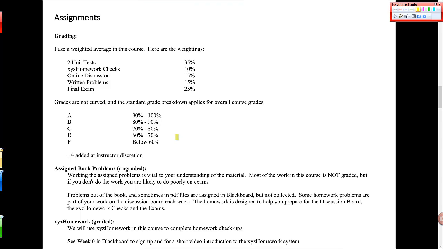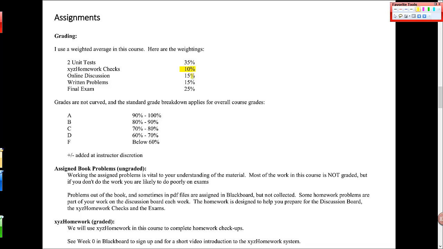Here's the weighting in the course. I use a weighted average. 2 tests, 35%. The final exam, 25%. XYZ homework checks, which is like an online homework system, is 10%. We have online discussions every single week. That's 15%. Discussions tend to be a place where if you do the work, like you just show up, you type up your problem, you respond to other students, you can get pretty good credit, and they tend to boost students' grades if you're doing it. If you don't do it, it will bring your grade down quite a bit. So I say that now at the beginning.